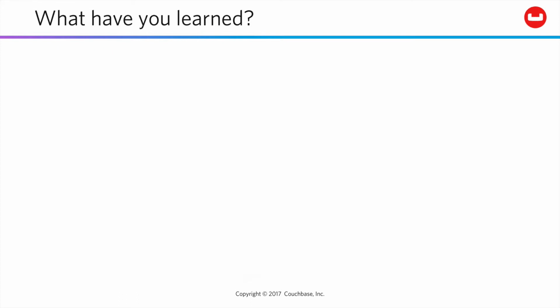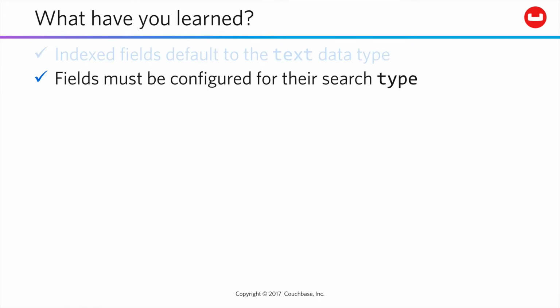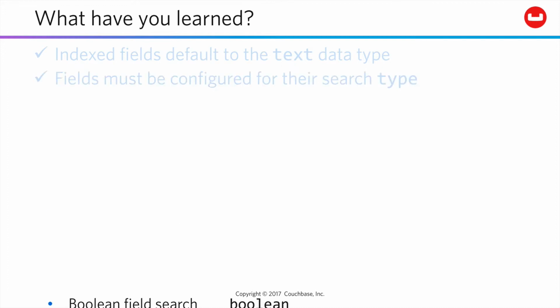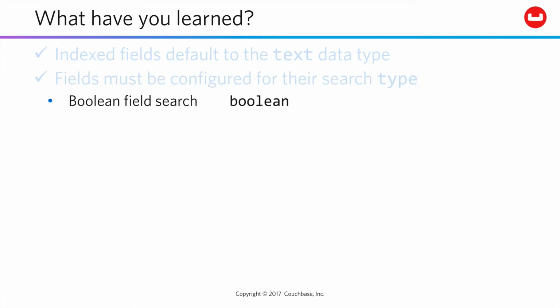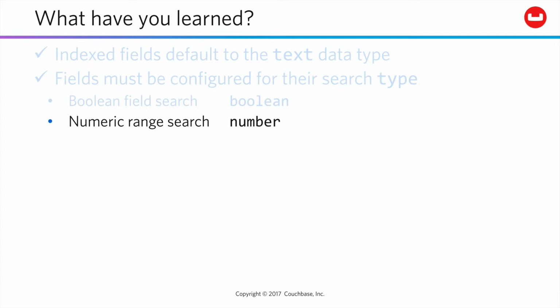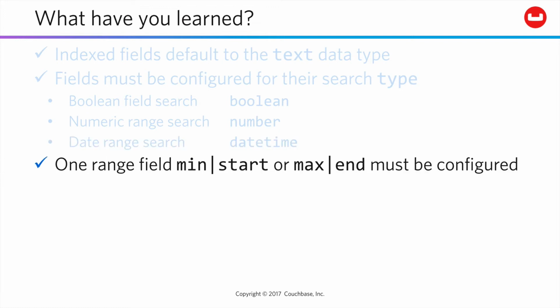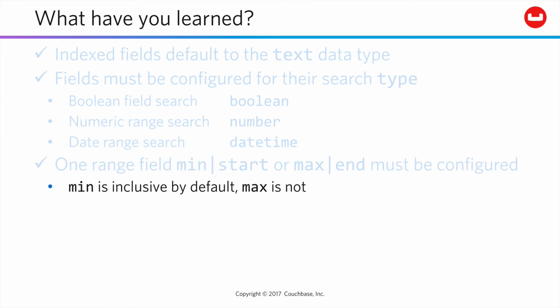So what have we learned here? Well, indexed fields default to the text data type, but you must configure fields for the type of search you wish to support, which of course may vary. Boolean searches would be configured as Boolean, fields to be searched as a numeric range as number, fields to be searched for a date range as datetime, with the field data formatted to the RFC 3339 standard. You only need to configure one end of a range search though, and min is inclusive by default, while max is not.